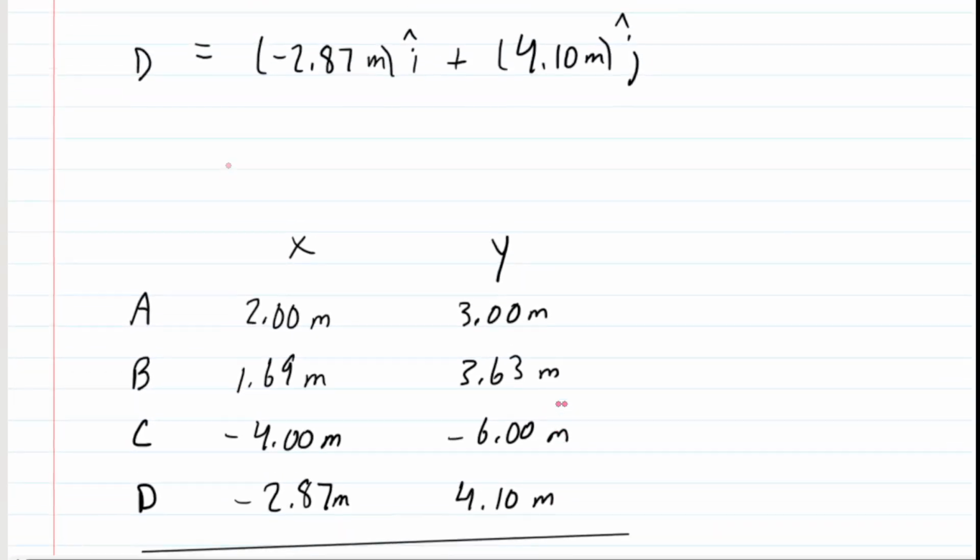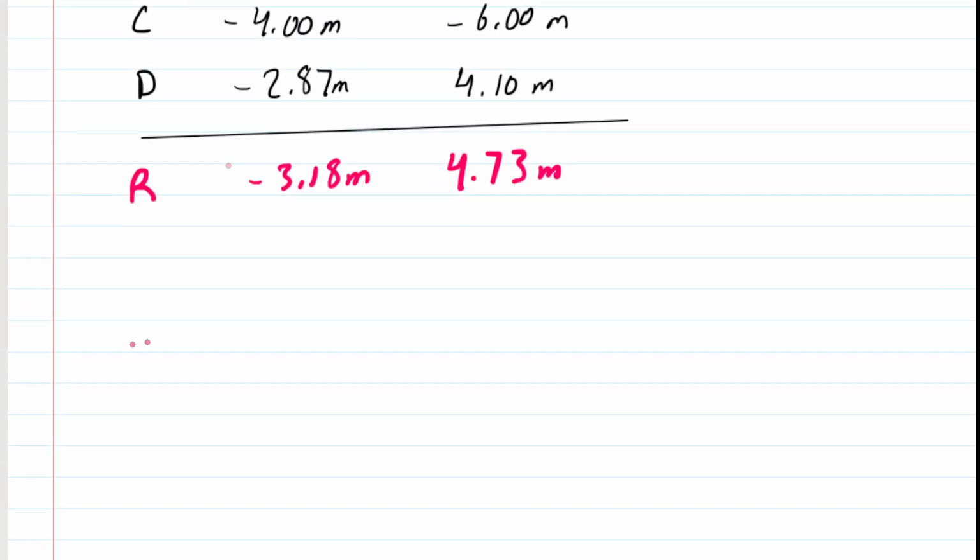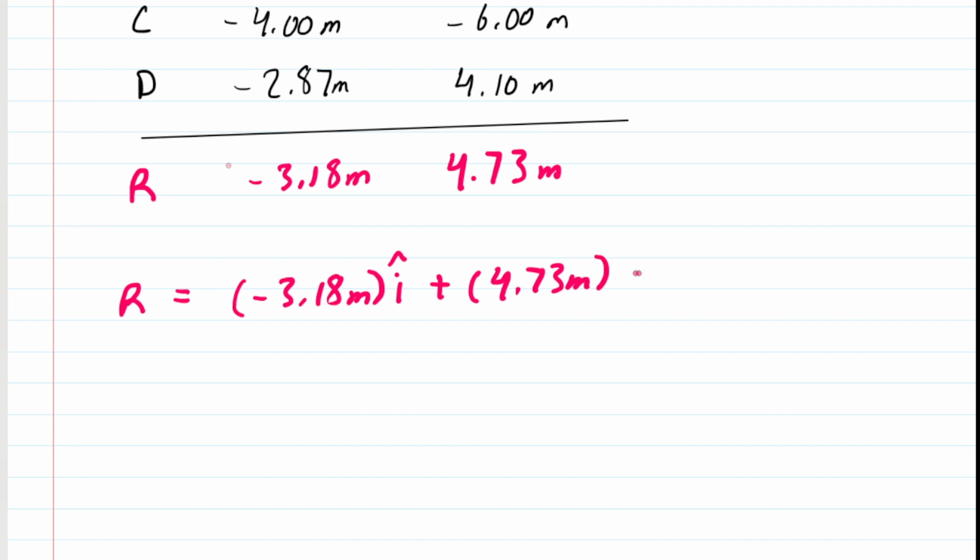Now, we go back to the question and just remind ourselves that in part A, we need the sum of the vectors in unit vector form. So we can do that now. We can say that the resultant vector will have a negative 3.18 meters. That's the x component, so once again, we use i hat notation. And then we add the y component, which is 4.73 meters, and we use j hat notation for that y component. And that's it. The answer to part A would be those two components added together.